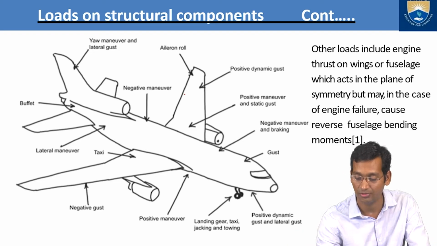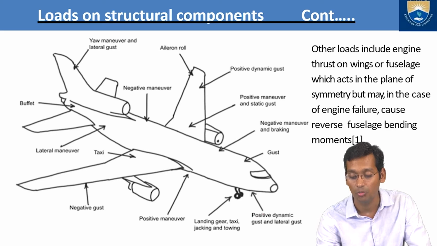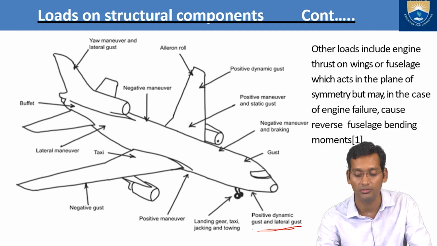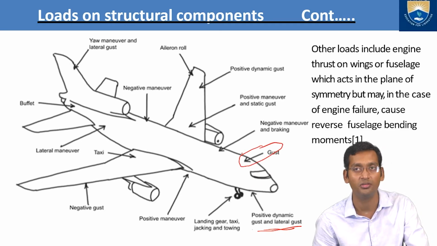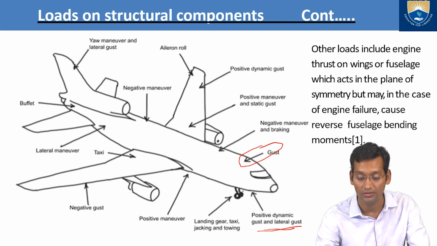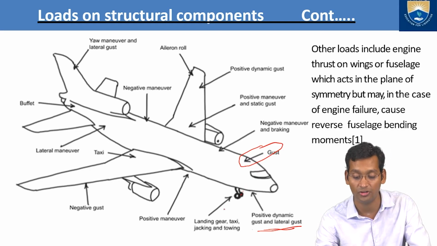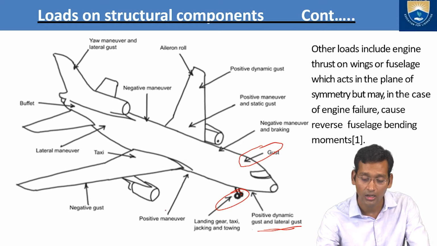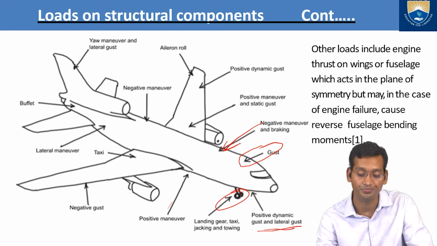So just start from here. This is positive dynamic gust and lateral gust. So here they will feel this one. At the top surface they will experience gust. Again on the wheel, definitely the wheel also will experience forces. So this is landing gear, taxiing or towing load will be there. Here positive maneuver will be there. Upper surface, because of that only this moving up, so upper surface negative maneuver will be there.